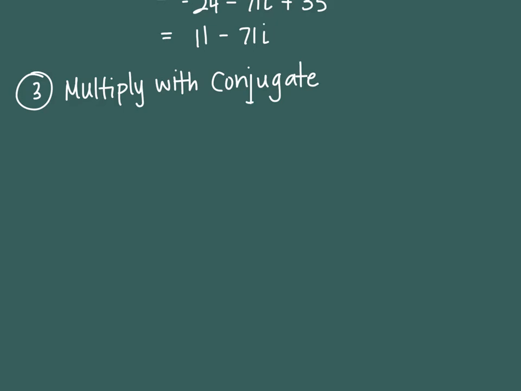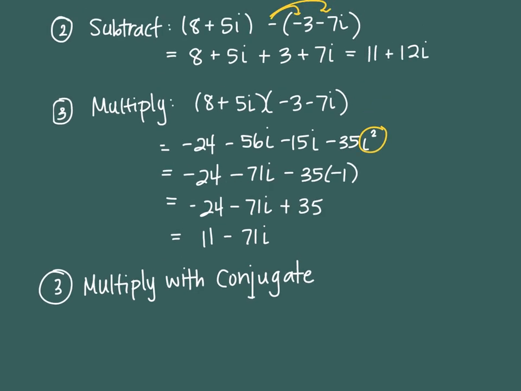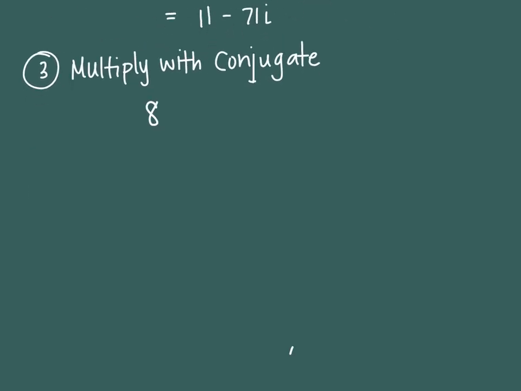You might have the number, what have we been working with? 8 plus 5i. The conjugate of 8 plus 5i is 8 minus 5i. All you do is change the i part. You don't change the 8. You don't change the first part. You only change the sign of the second part. Okay, multiply with a conjugate.